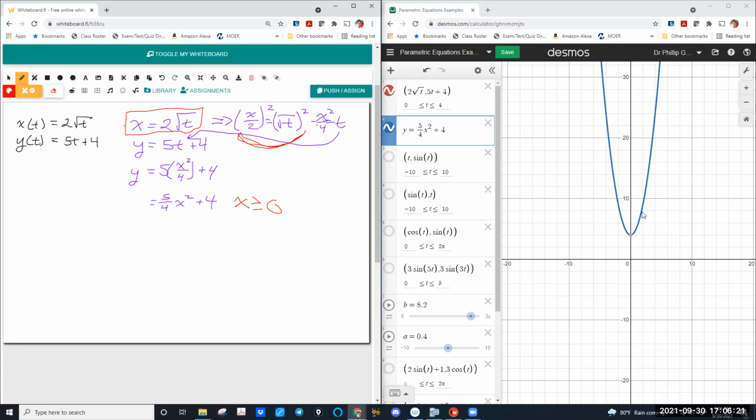So we're really only looking at the right-hand side, and that's how they match up. Again, it was in our solving that basically allowed for negative x values, which our original parametric equations do not.